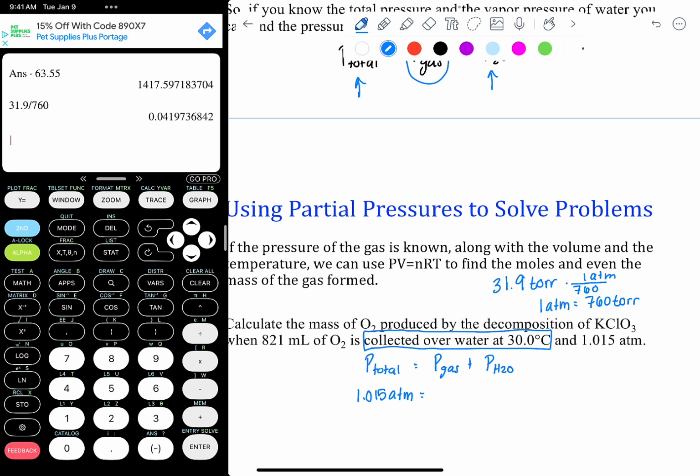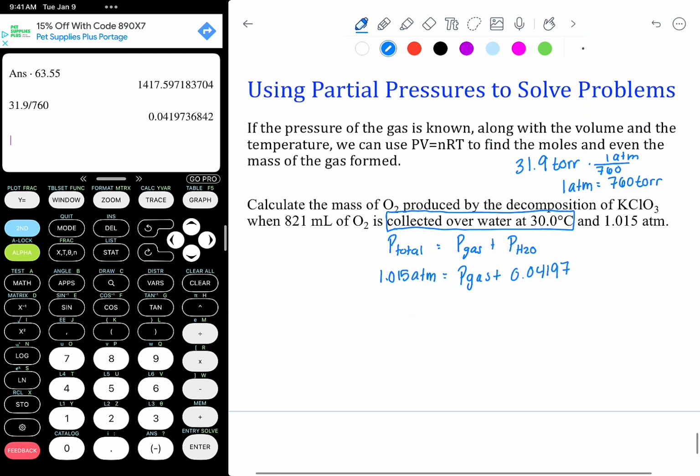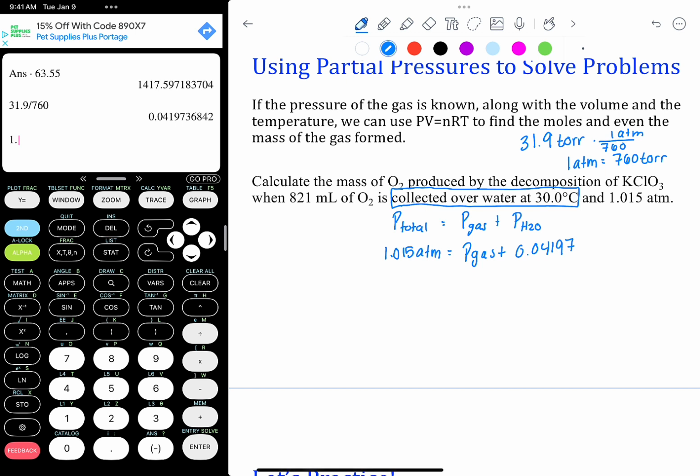So we get P gas is what we're looking for, and the pressure of the water is 0.0419. You can throw 7 on there, why not? So in order to find the pressure of the gas by itself, we take 1.015 and subtract off 0.04197 to get the pressure of the gas is equal to 0.97303, and that's all in atm because that was in atm.